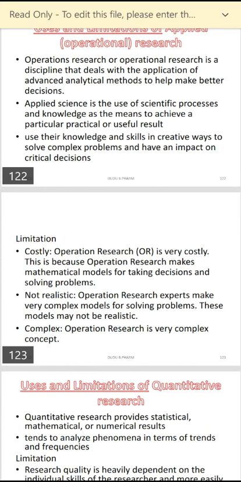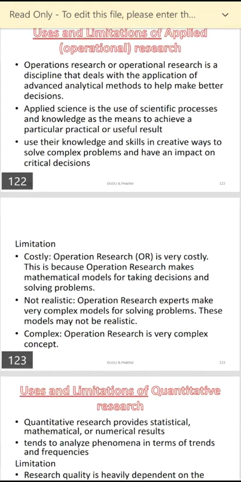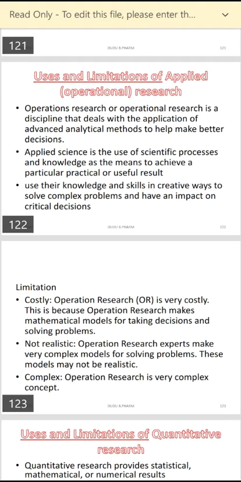Limitation, it is costly. Operational research is very costly. This is because operational research makes a mathematical model for taking decisions and solving problems. When we talk of operational research, we have seen so many researches which have been done to solve a certain problem. The researchers have discovered solutions to solve a certain problem, whether community, scientific, or any other, and this is operational research of fundamental or applied science.